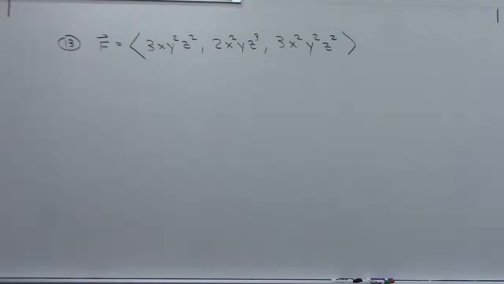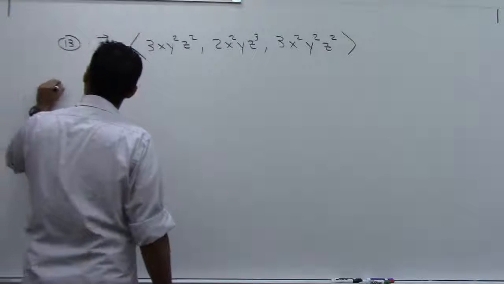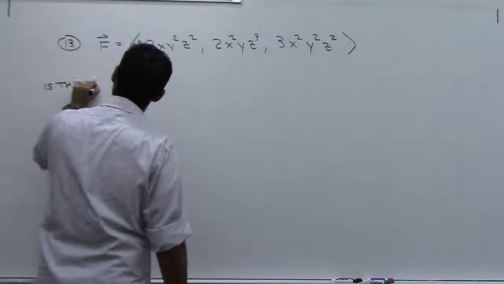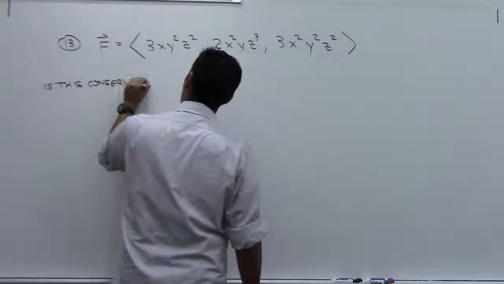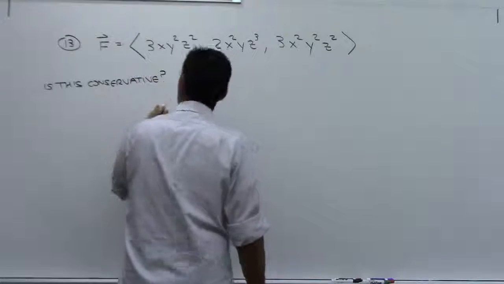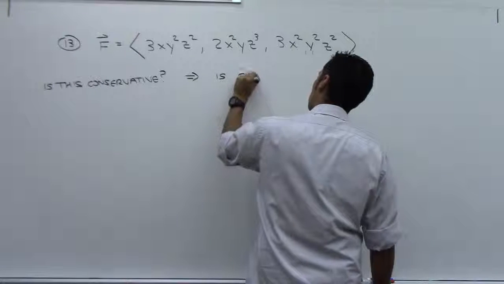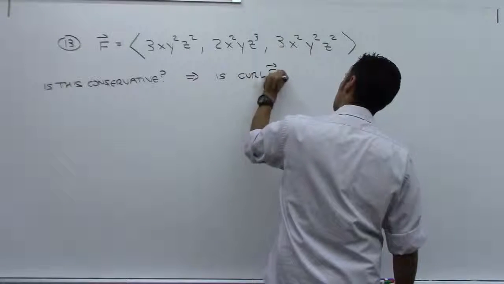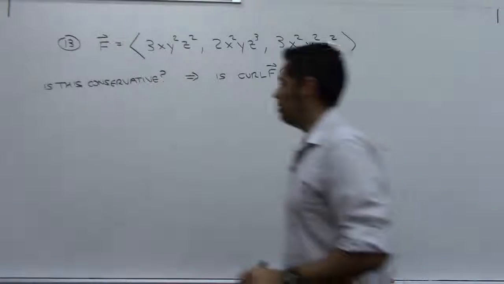So let me see, 15. Yeah, okay, it's going to take a little bit. So what I need to do is check what's the curl of this first. So is this conservative? That's the same as saying is the curl of f equal to 0, right? That's what I want to know. So let me calculate the curl.